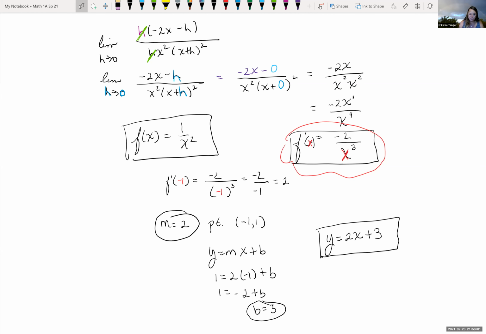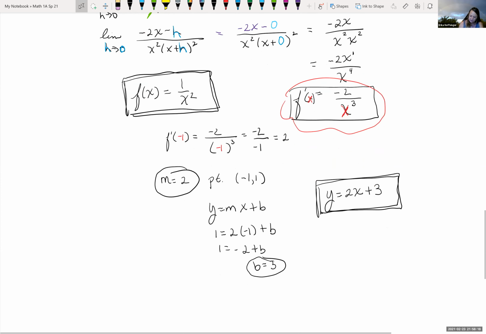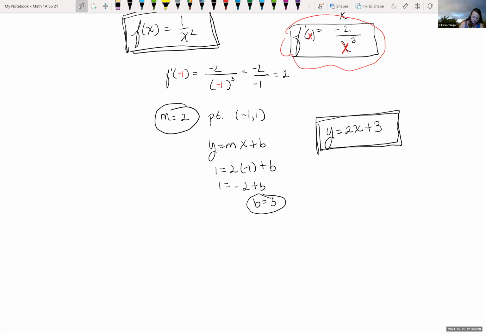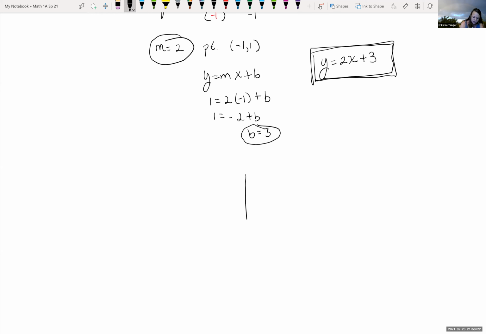Okay, so we're almost done with this problem, almost done with this lecture for today. We want to graph our function f of x, and we want to graph the equation of the tangent line when x equals -1. So let's do that. Okay, so 1 over x squared.